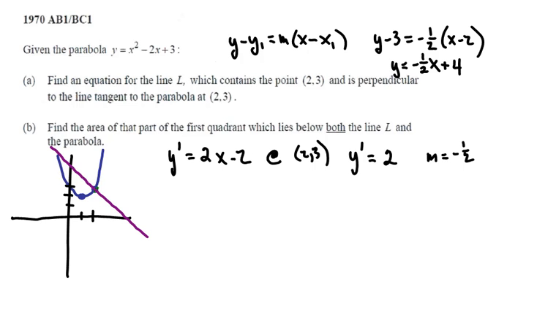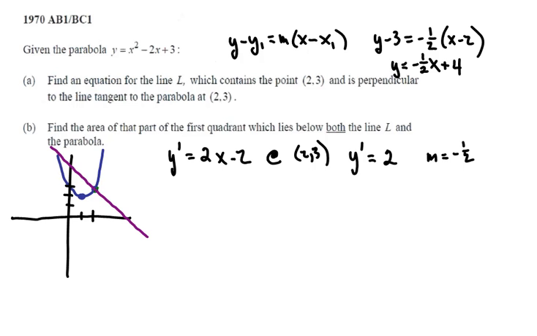So that really completes the answer to section A. I'm just looking for the equation of the normal line, and it is y equals negative 1/2 x plus 4.